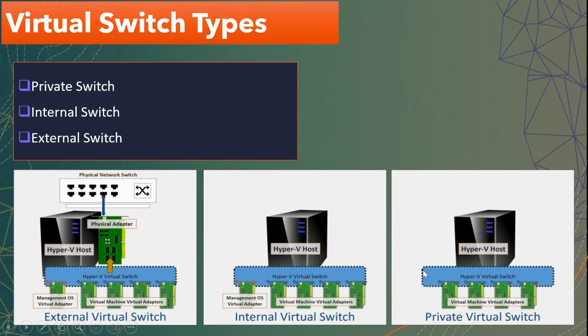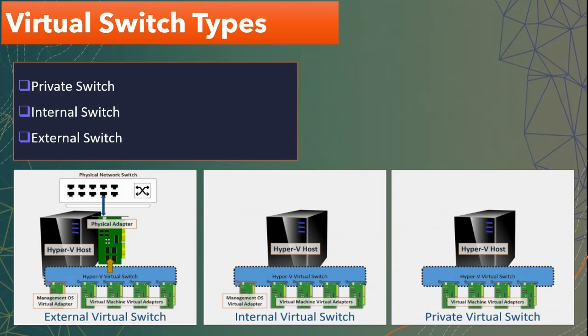In this image, we can see that we have got this Hyper-V virtual switch created, but there is no management OS virtual adapter created in this scenario. What does that mean? It means that our virtual machines can only communicate with each other. They cannot communicate with the Hyper-V host as well.